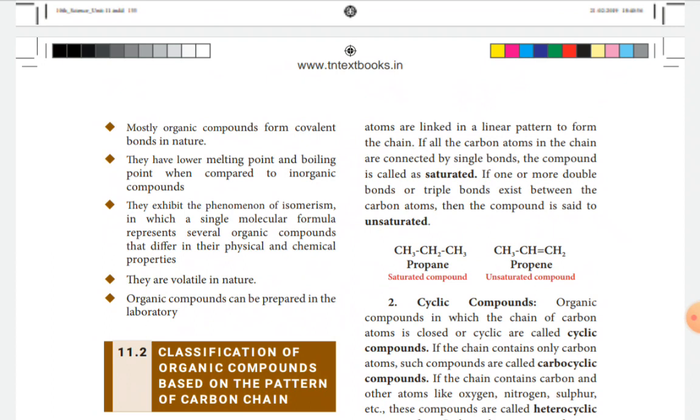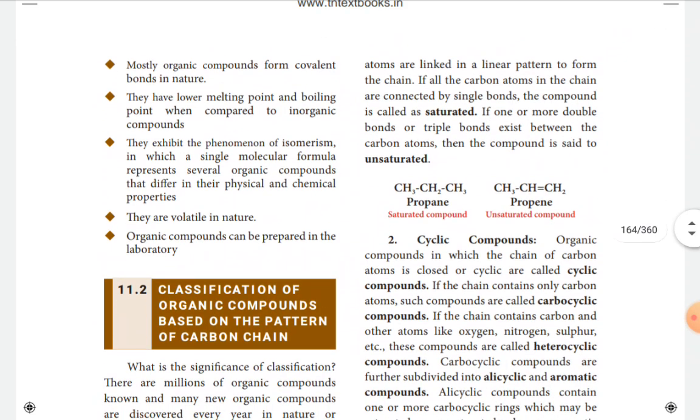Then next one, they exhibit the phenomenon of isomerism. What is called isomerism? That is nothing but the same molecular formula giving different organic compounds, and they differ in their physical and chemical properties. It's the same molecular formula and different organic compounds. That property is called isomerism.